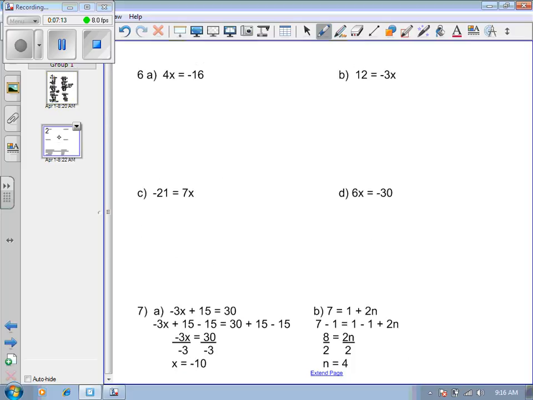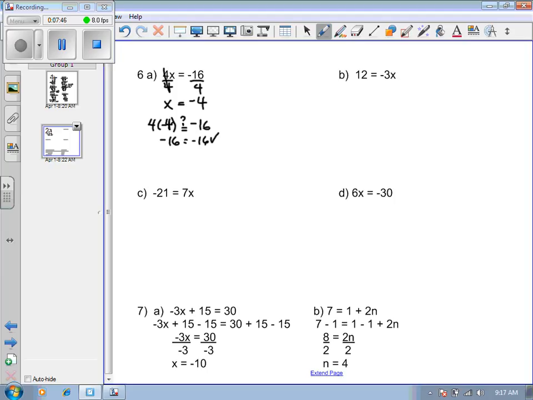Next page, we have 4x equals negative 16. We need to get the variable, the x, all by itself. So we have to get rid of the 4. It reads 4 times x, so the opposite is divide. Cancel. We have x equal to negative 4, right? We have to include the negative sign. So 4 times negative 4, is that equal to negative 16? 4 times negative 4 is negative 16 equals negative 16, and we are correct.